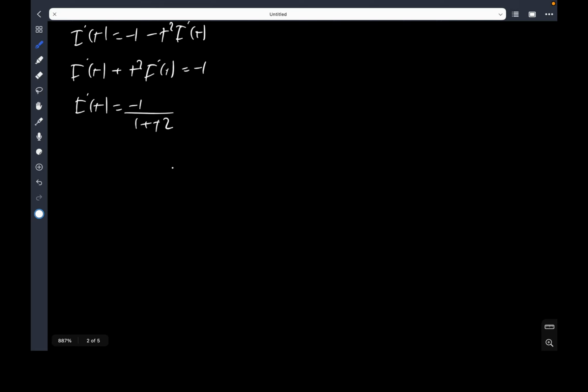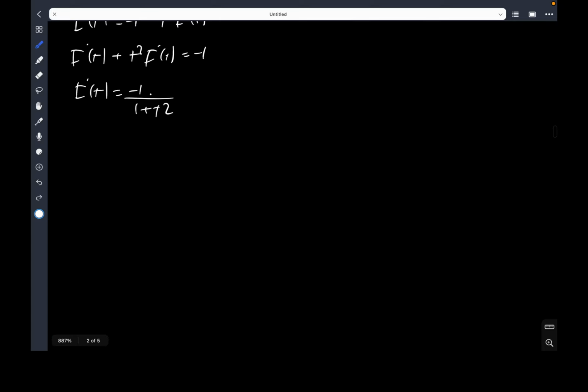Now, if I integrate all over this again, the integral of this one is negative arctan of t, because the derivative of arctan is this one. Negative arctan.